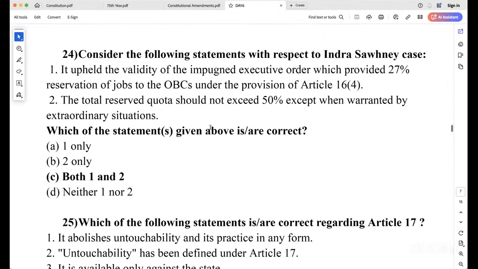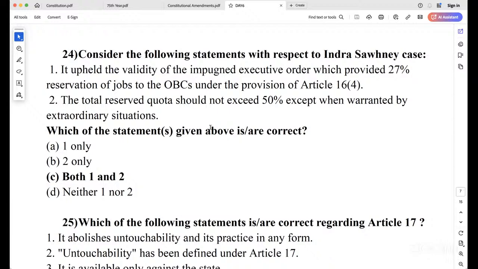Next, consider the following statements with respect to Indrasani case. It upheld the validity of the impugned executive order which provided 27% reservation of jobs to the OBC under the provision of Article 16 Clause 4. The total reserve quota should not exceed 50% except when warranted by extraordinary situations. Both the statements are right.